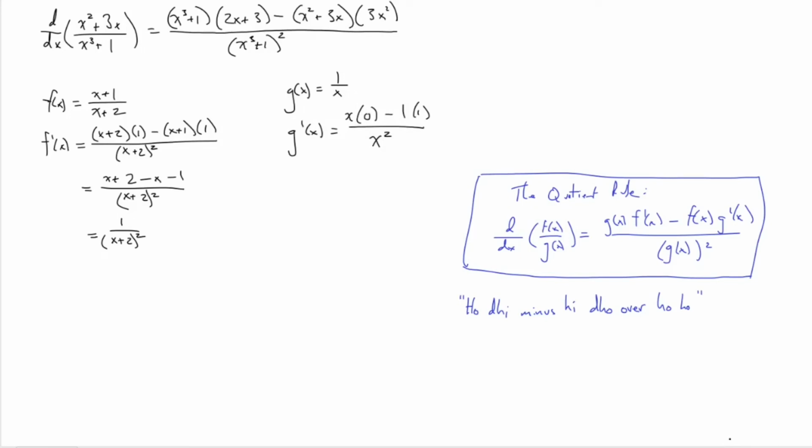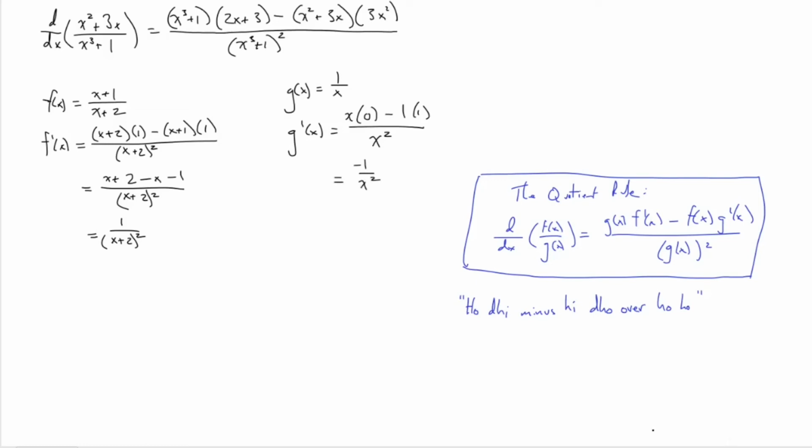And the derivative is, of course, ho d hi minus hi d ho over ho ho. Ho is the bottom, that's x. D hi, the derivative of the numerator. Well, the derivative of 1 is 0, so we have x times 0. Minus hi d ho, hi is 1. D ho is the derivative of x, which is just 1. All over ho ho, that's x times x, or x squared.